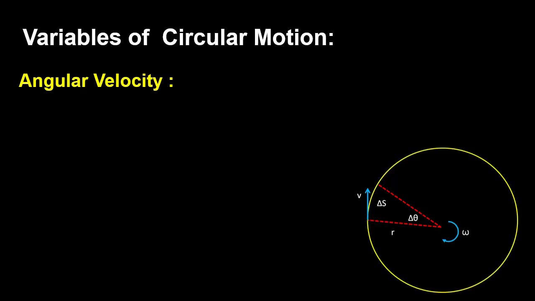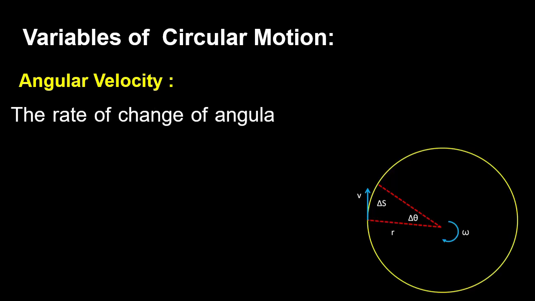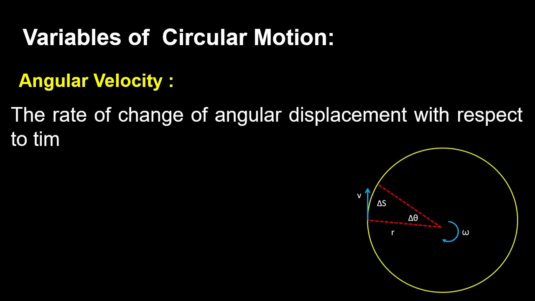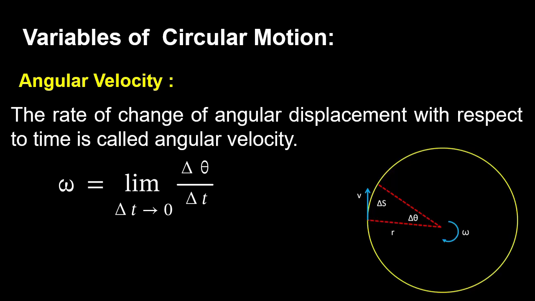Angular velocity. The rate of change of angular displacement, delta theta, with respect to time is called angular velocity, omega. Omega equals limit delta t tends to 0 of delta theta by delta t. Therefore, omega equals d theta by dt. Angular velocity is a vector quantity and its unit is radian per second.